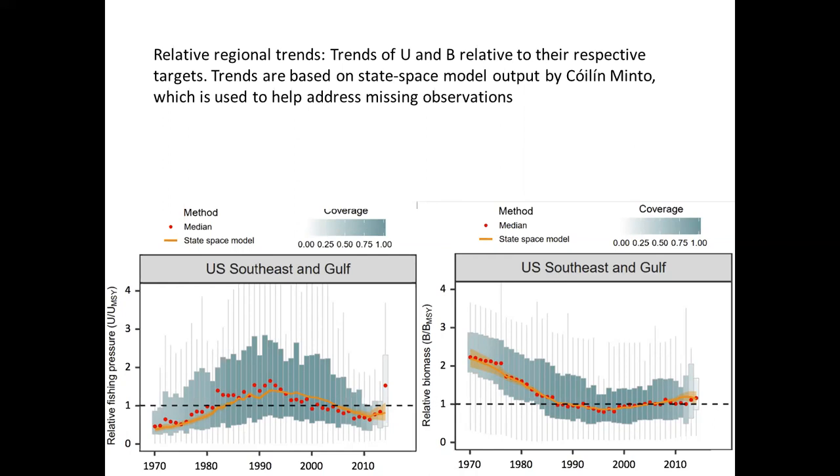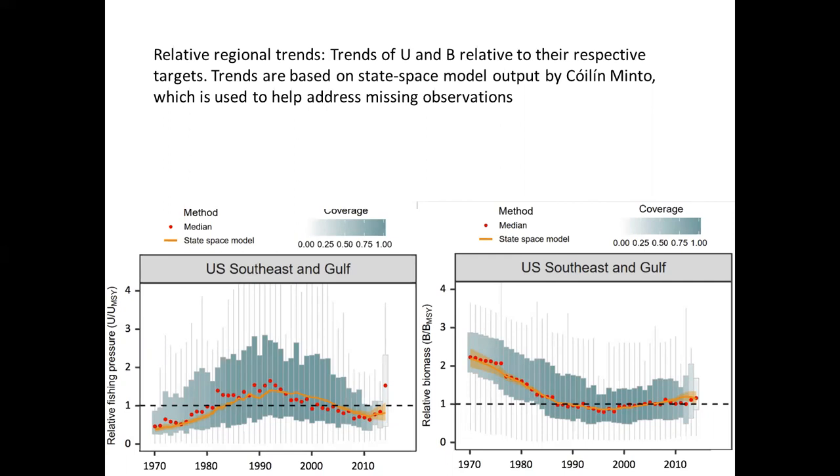As an example of that, you can see in the figure off to the left, the red points show the medians of the data. And in that last year, we see a pretty high value, and that's just because the few stocks that were included happened to have high values. But the state-based model, the orange line, smooths out that error around there. The graph off to the right shows the similar trend across the region for biomass, and we have similar figures posted for other regions on the website.